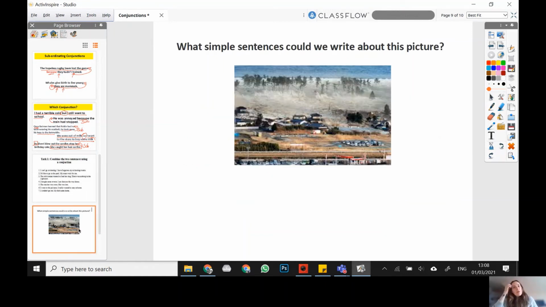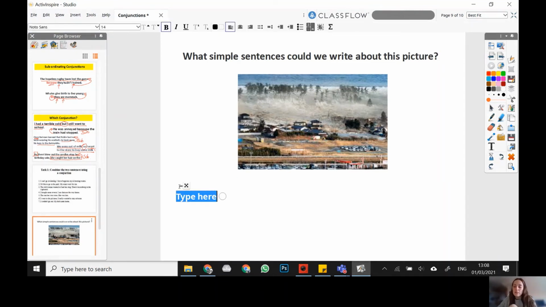All right, so what we're going to do now is we're going to try and come up with some simple sentences that we could write about this picture. Okay, so it's a tsunami, something very bad is obviously happening. So we're going to see if we could write some simple sentences. I'm going to write them straight onto the board. You would write them into your book. Okay, so simple sentences. I could say like the wave crashed into me. I'm just going to pretend I'm there and what's happening.